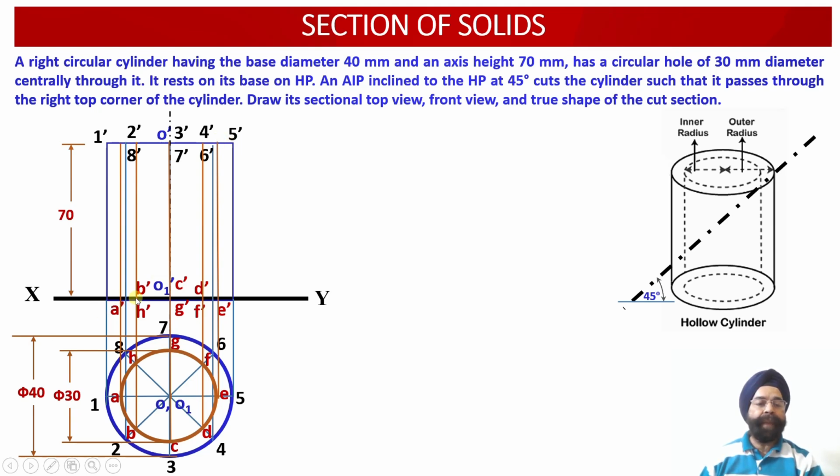8 points we have marked on the bottom or the base of the cylinder corresponding to the hollow segment or the inner circle corresponding to the hole which has been drilled into this cylinder over here, which is having diameter equal to 30 millimeter. So in all, 8 points corresponding to the outer circle, 8 points corresponding to the inner circle, they have been marked in the front view projections over here.